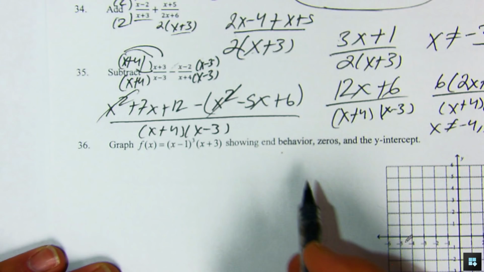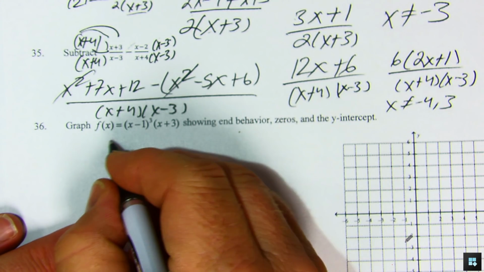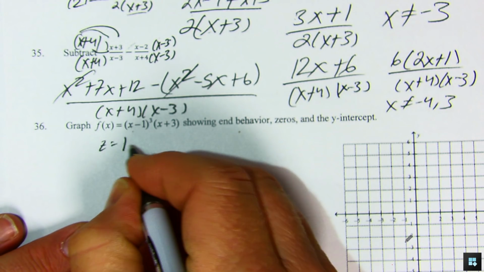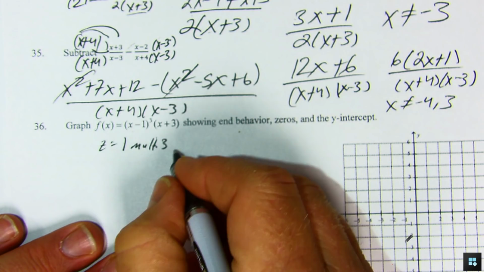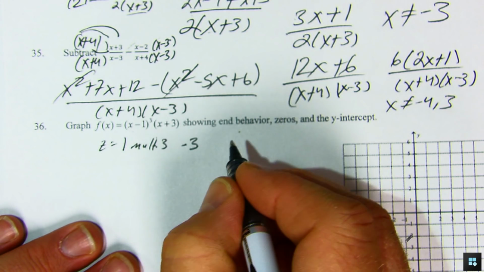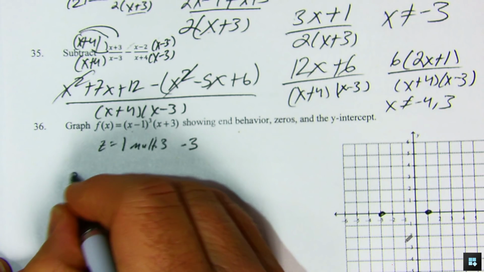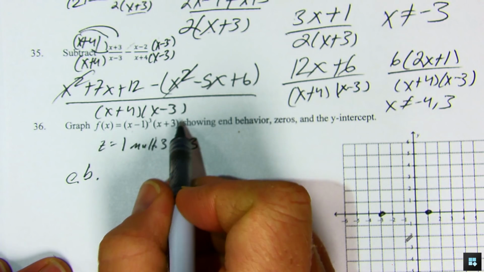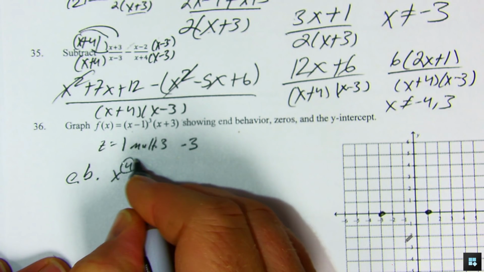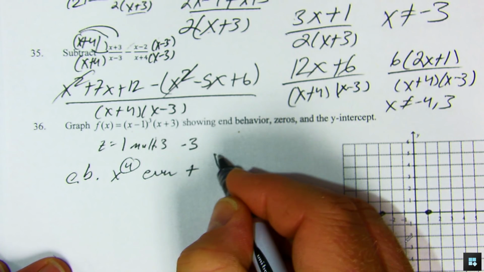Okay, graph this guy showing behavior, zeros, and y-intercepts. Sure. So my zeros are going to be a 1 with a multiplicity of 3. So remember, it's going to be flat there a little bit. And then also a negative 3. So at 1, negative 3, and behavior. Well, x to the third times x to the 1 is going to be x to the fourth. So it's an even, and they're both positive. So it's going to go like this.